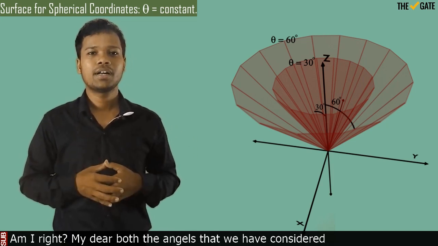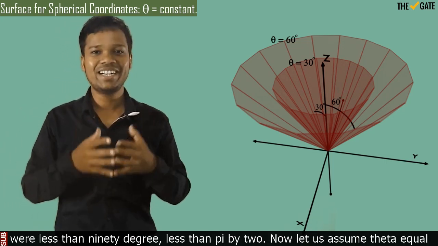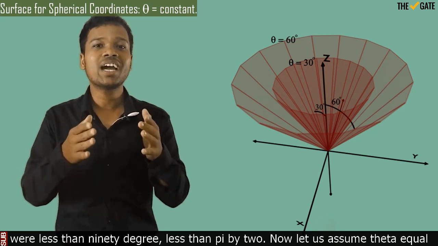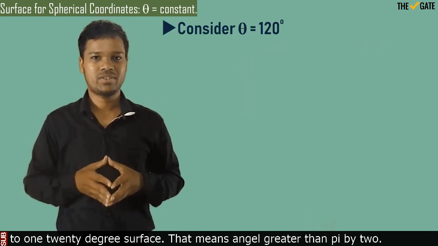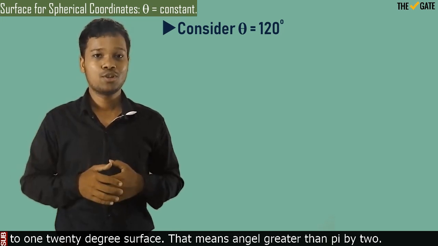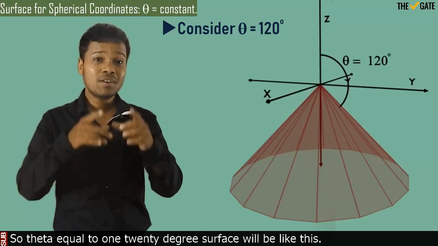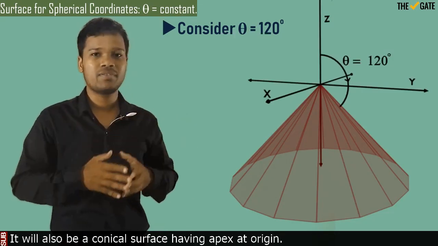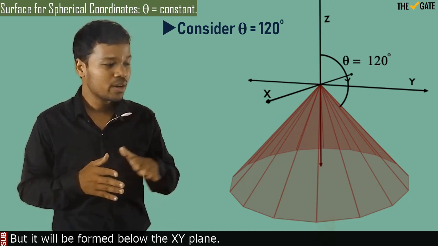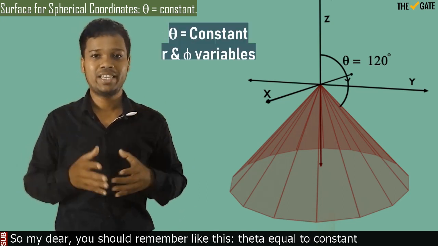Am I right? My dear, both the angles that we have considered were less than 90 degree, less than pi by 2. Now let us assume theta equal to 120 degree surface. That means angle greater than pi by 2. So theta equal to 120 degree surface will be like this. It will also be a conical surface having apex at origin, but it will be formed below the xy plane.